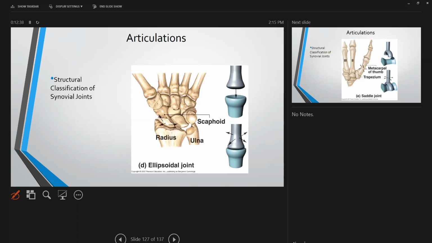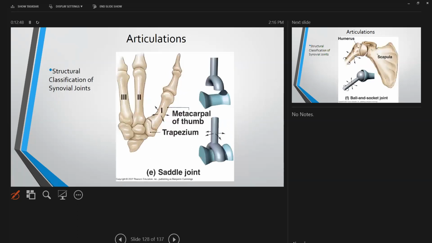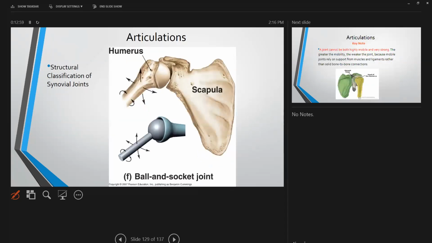But these joints are basically joints that articulate on each other. They will allow for full motion, but not a whole lot of motion. And then you also have saddle joints, which provide a lot of mobility, like your thumb joint. Other joints include the ball and socket joint, which doesn't have a lot of good stability, but provides high mobility.